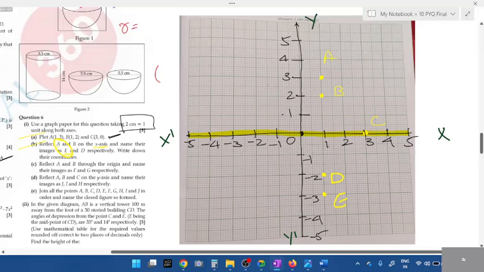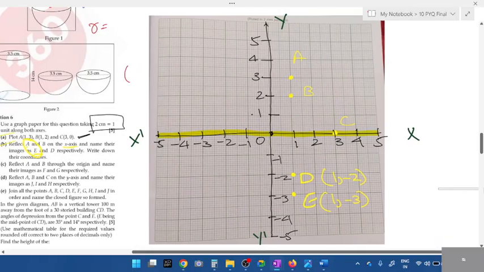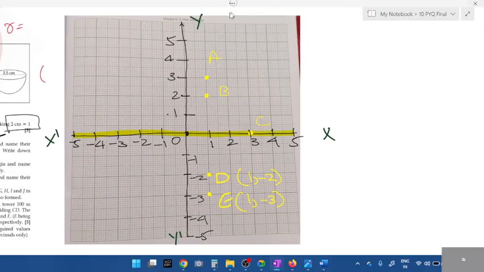So better count the number of boxes. Those who know that concept can do it, or coordinate, well, that is also fine. So you'll get 2 marks for this. Write down their coordinates. What are the coordinates, students? Tell me the coordinate for D. 1 comma minus 2, and for E minus 3. But if you write it here, you won't get marks. I mean, you will get marks, but the actual value is the right answer.